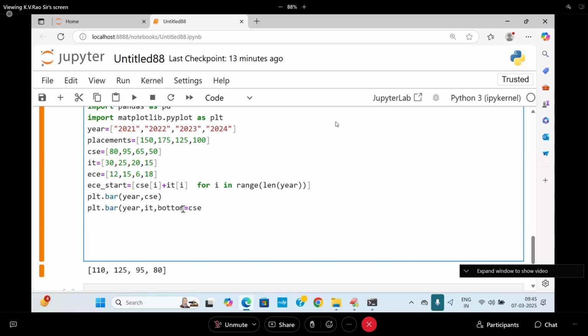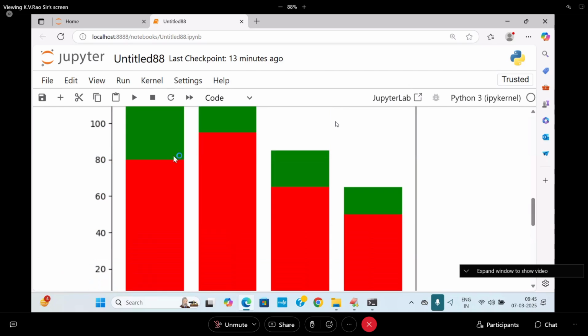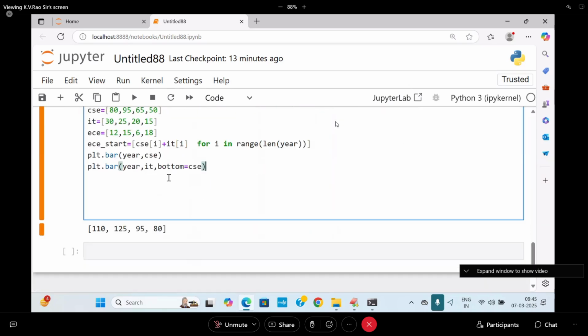That part is already completed. Next, because of that, something will come. plt.bar of year comma ECE, bottom is equal to IT, ECE start.